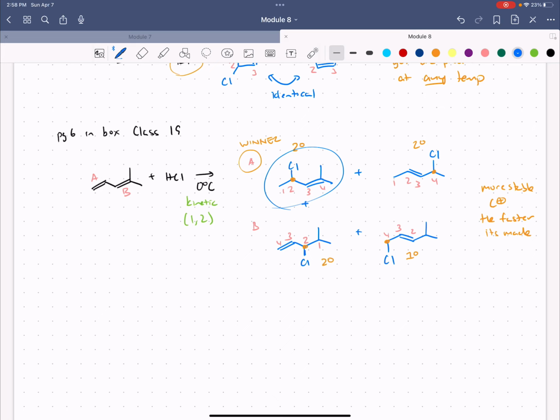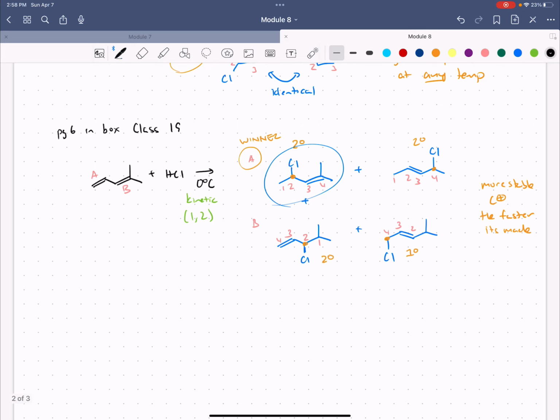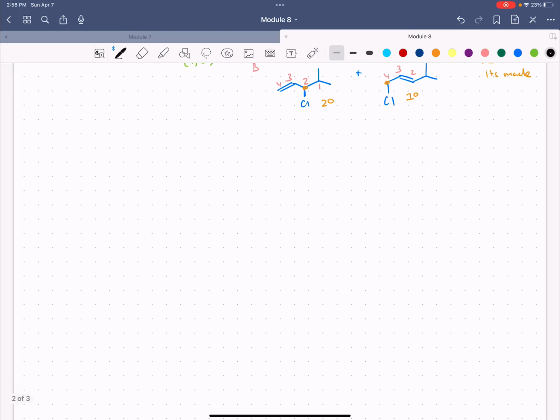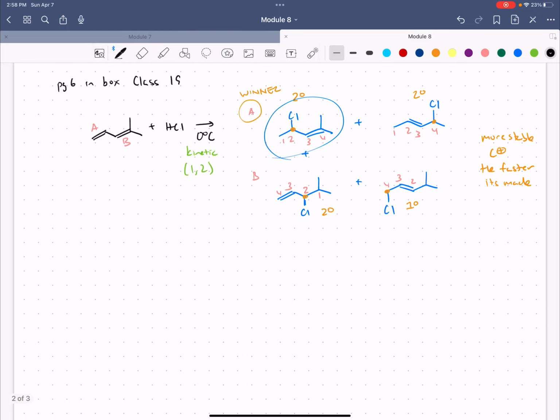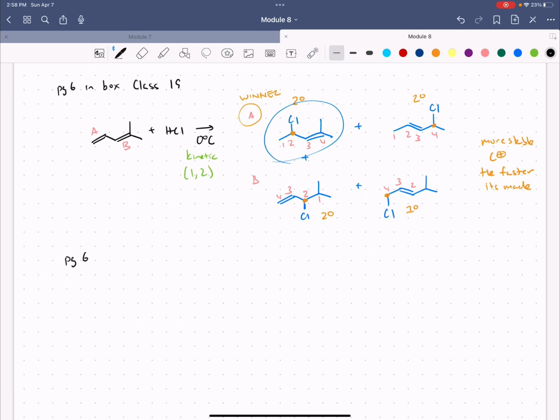Okay. Do you want to try another one? Because on the bottom of page 6, I have space. Why don't you try this one and pause the video. At the bottom of page 6, class 19, I have now this asymmetrical conjugated diene. Oh man, I'm still going for the kinetic. Negative 78 degrees Celsius.